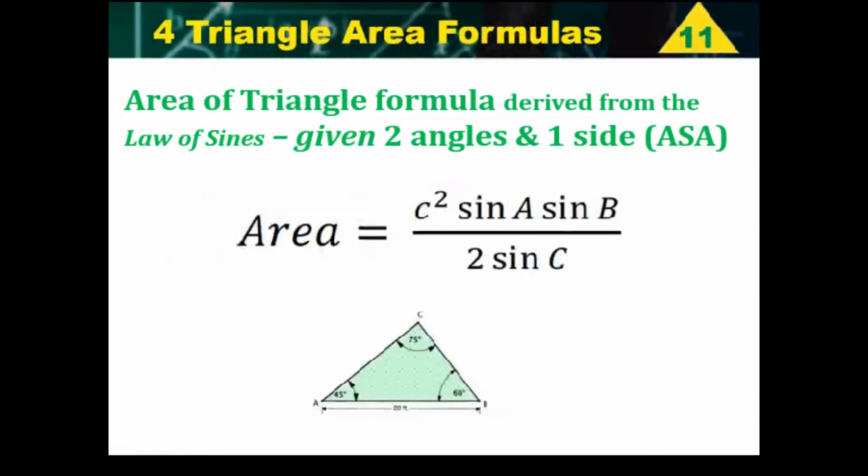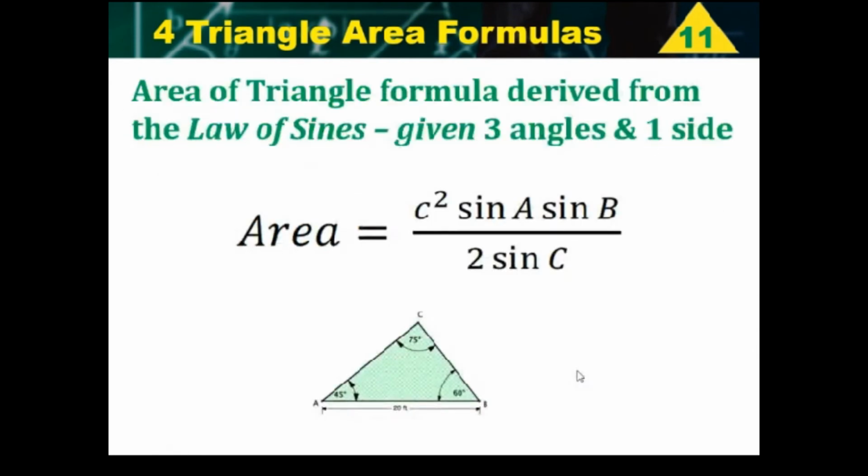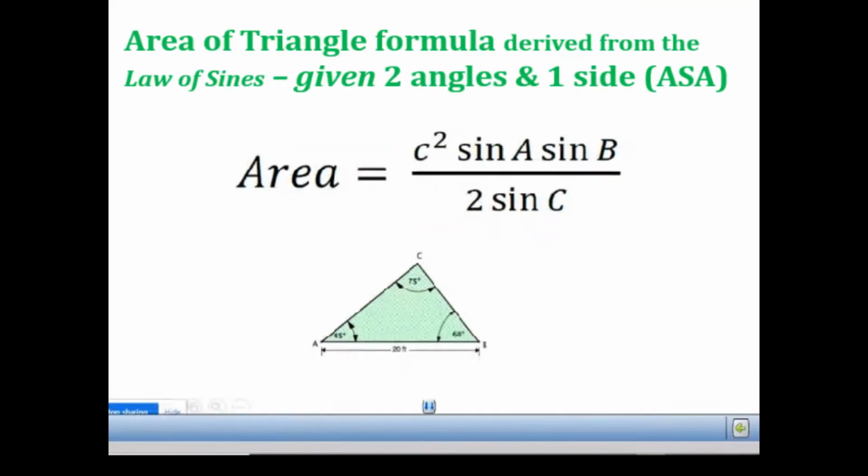Another formula. This is now the third formula. The first one was 1/2 base times height. The second one was what we just discovered, which is 1/2 one side times the other side times the sine of the angle between them. And now this one is the area of a triangle formula derived from the law of sine. So I have one side squared, which is the given side, so you have 20 here. And then you have sine A, sine B divided by 2 sine of the same side that you started with. I'll emphasize that this is a side, and this is the angle that corresponds to that side.